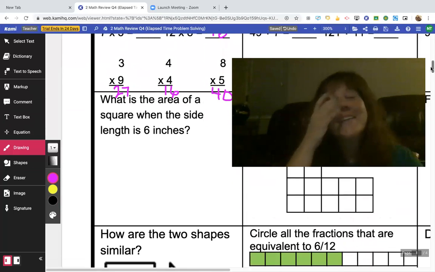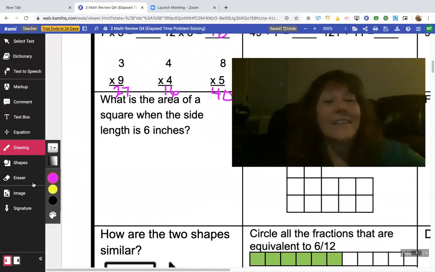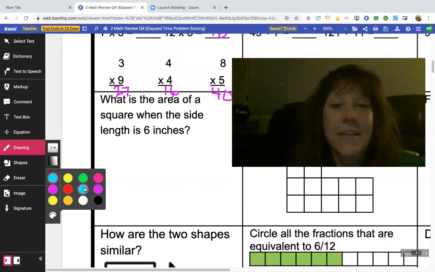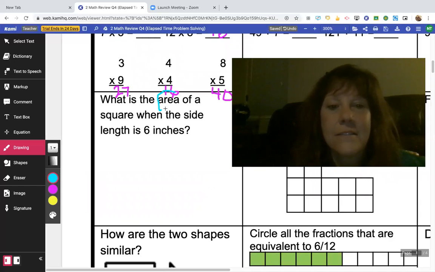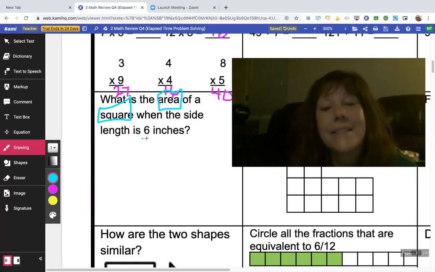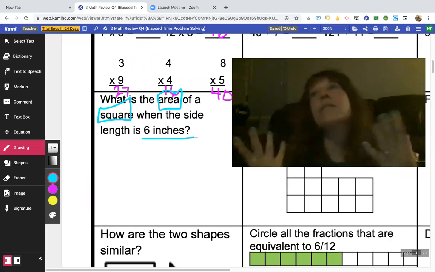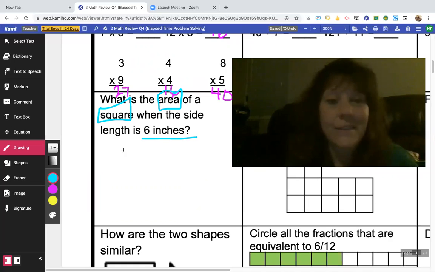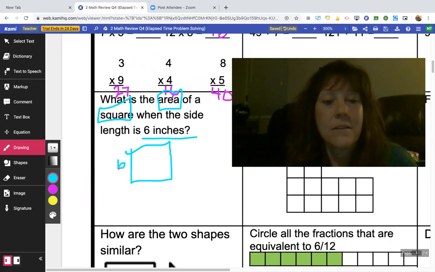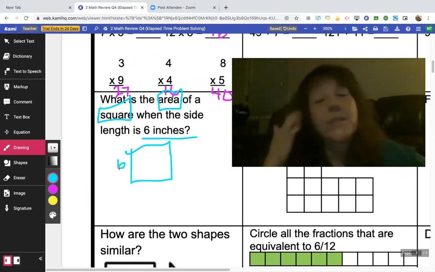Okay. What is the area? Okay, this is the next one. What is the area of a square when the side is 6 inches? All right, so what do we know about squares? Squares have 4 equal sides. So if I want to draw a picture, I know that each side on my square is going to be 6 inches.